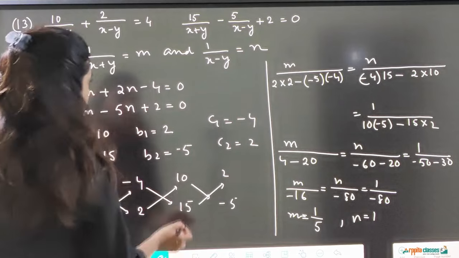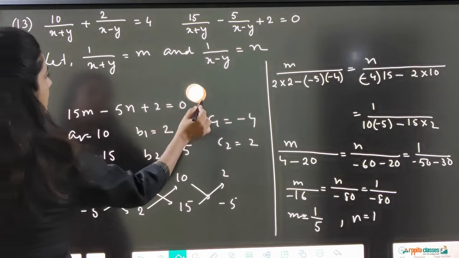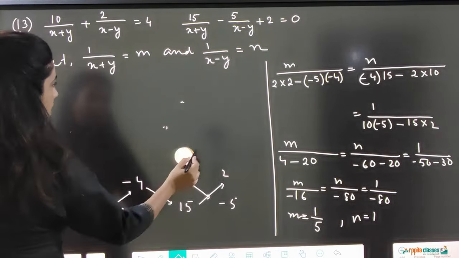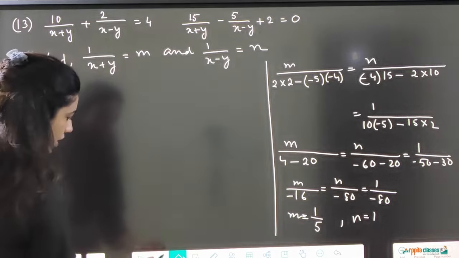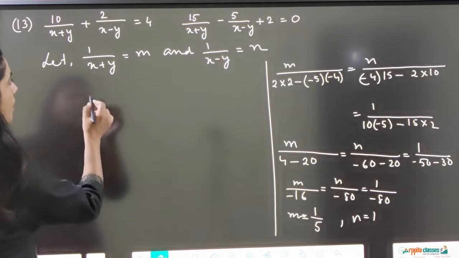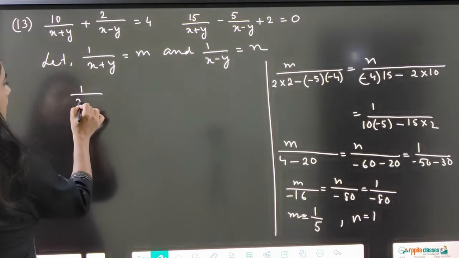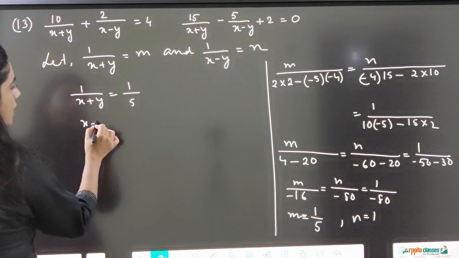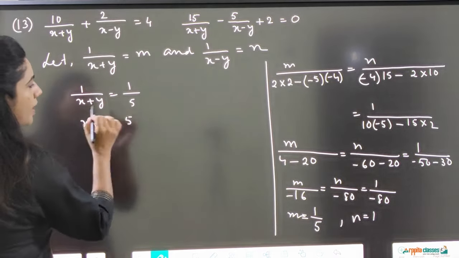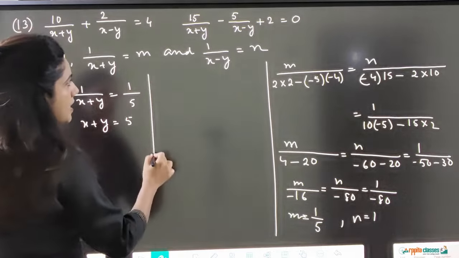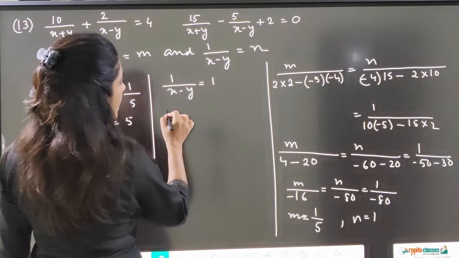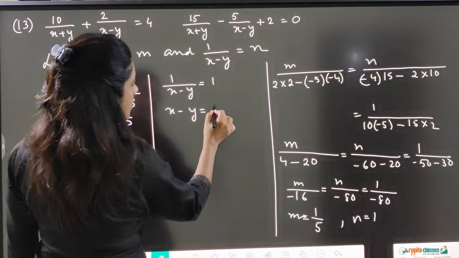So now we'll substitute the values for m and n. Your m is 1 upon 5 and m is 1 upon x plus y. So 1 upon x plus y is equal to 1 upon 5, and hence you get x plus y is equal to 5. So this is one of your equations. Similarly, 1 upon x minus y is n, and your n is 1. So x minus y is equal to 1.